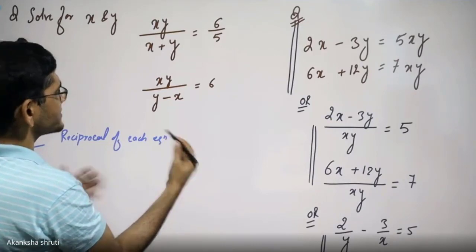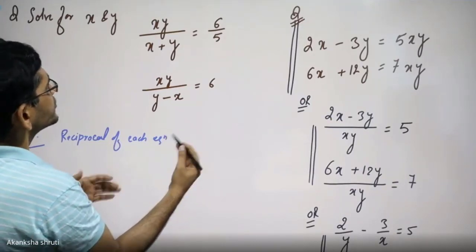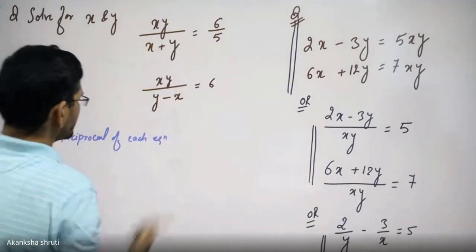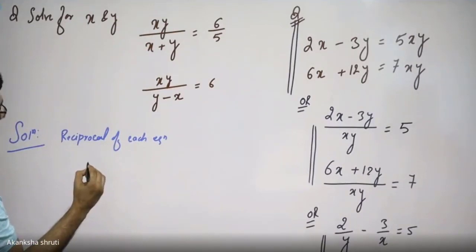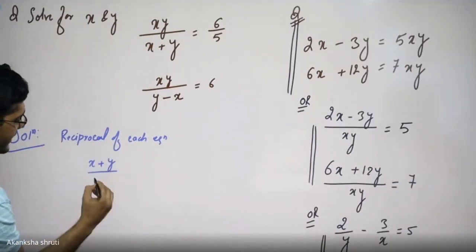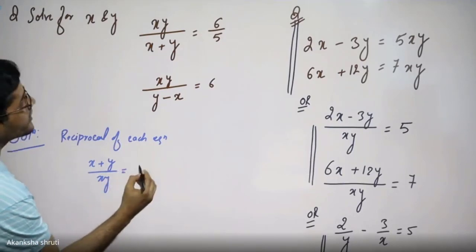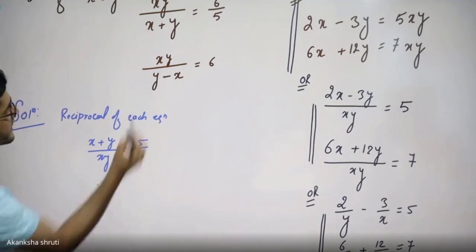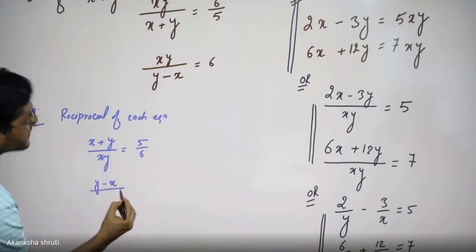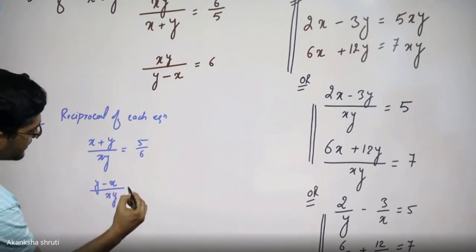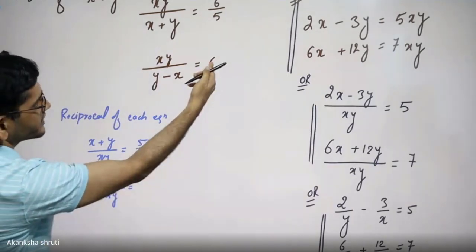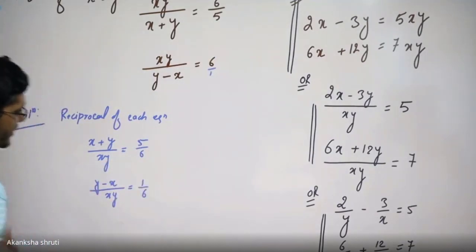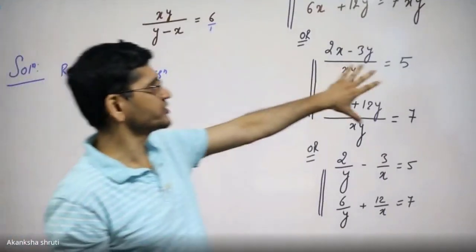Reciprocal is the simplest way because by that you will simply get this x plus y in the numerator and this in the denominator. So writing this, x plus y by xy is equal to 5 by 6. And the second part of this question gets converted to y minus x divided by xy is equal to, here below this 6 there is 1, so it becomes 1 by 6. Be careful. Now we have to find, this is identical to the question we just solved.